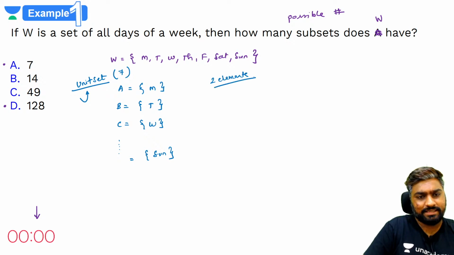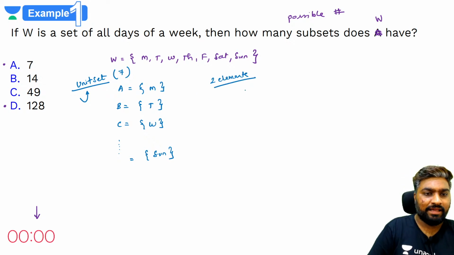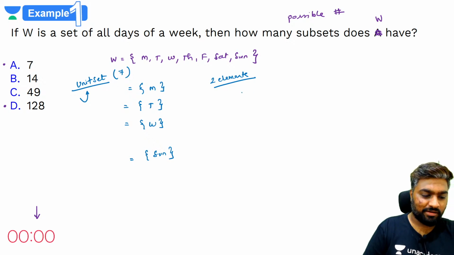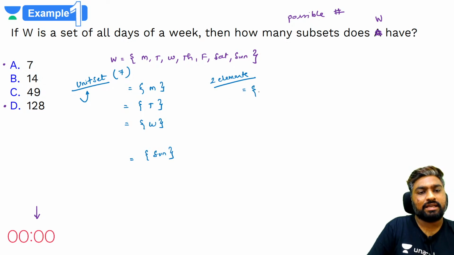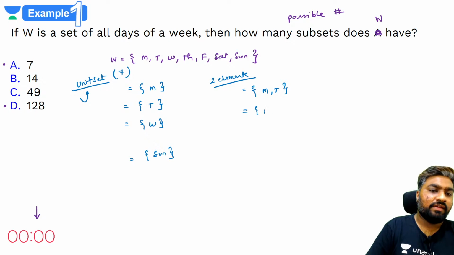Now I can make a set that has 2 elements in it, right? The number of elements in a set will be 2. So what will I have? Let's not name them A, B, C, D, because then we will come up with a set where W is also part of it. So let's not do that. But look at this. What can we have in the 2-element sets? We can have Monday, Tuesday in it. We can have Monday, Wednesday in it. We can have Monday, Thursday in it. Yes, we can have Monday, Friday in it, Monday, Saturday in it.